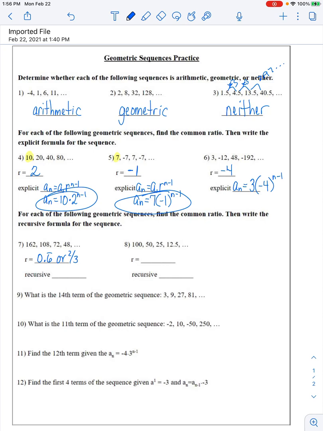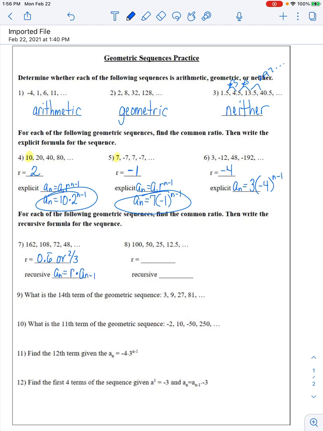So now I'm going to write my recursive formula. I personally like to use the fractions. But remember, fractions and decimals are the same thing. Just be prepared for either one. So the general recursive formula says to find the next term, a sub n, equals your ratio times the last term.